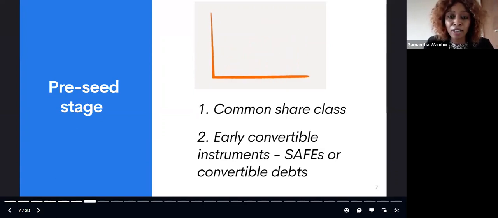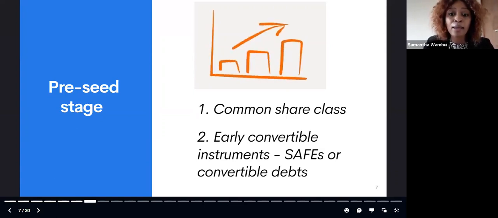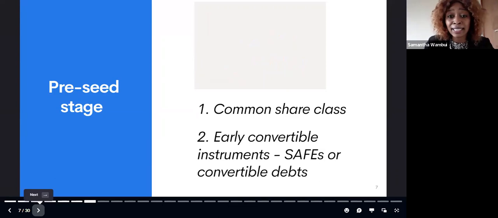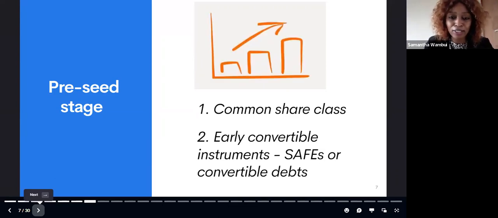So when companies are fundraising during the pre-seed stage, they might opt to issue SAFEs and convertible debts to investors. Then at a later stage, so that's during the seed or series A. So we'll move to the next slide, Kingsley.